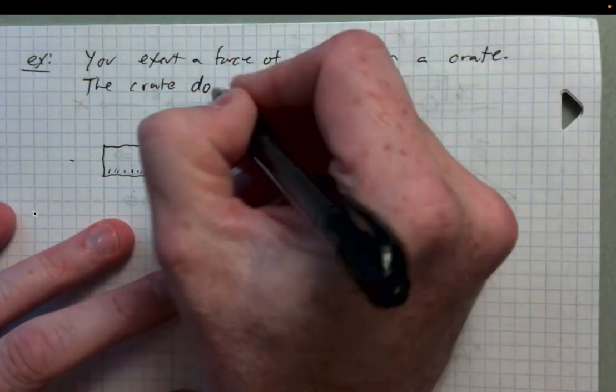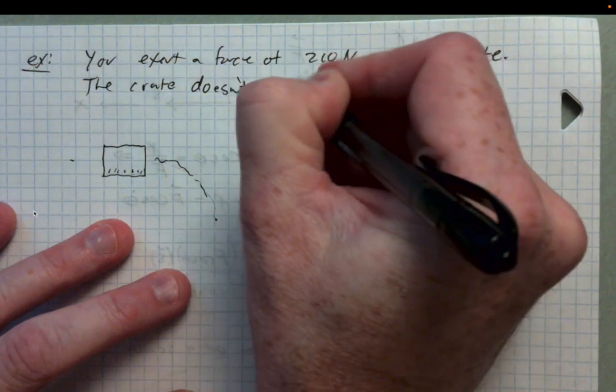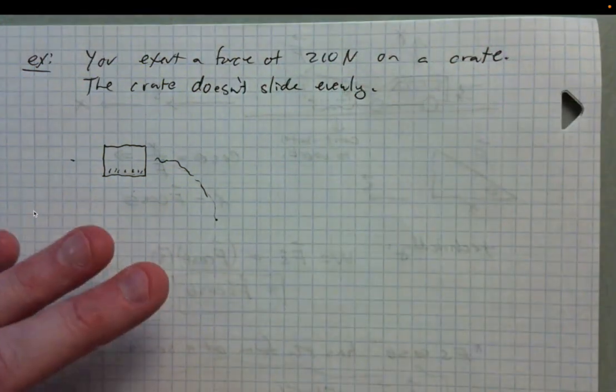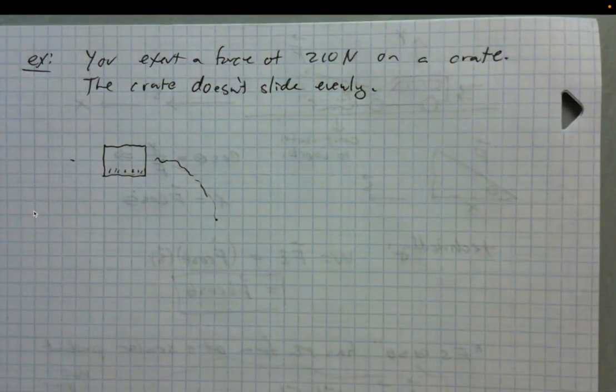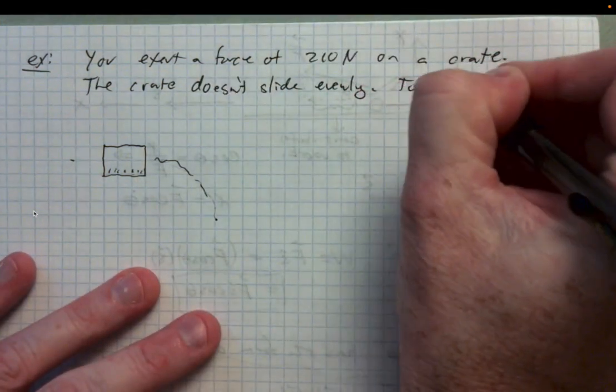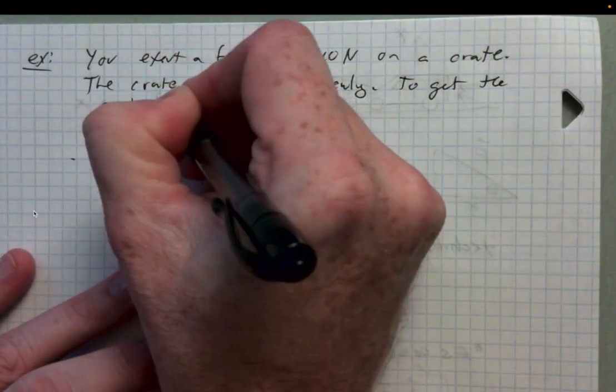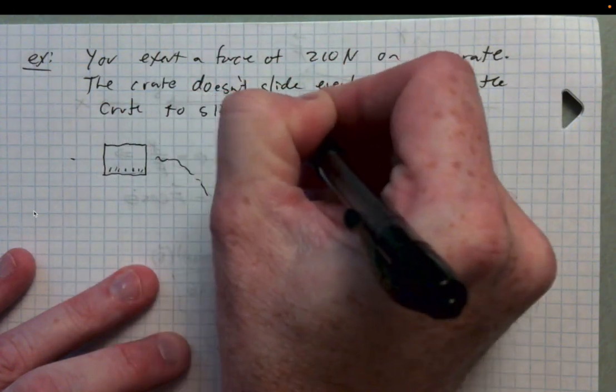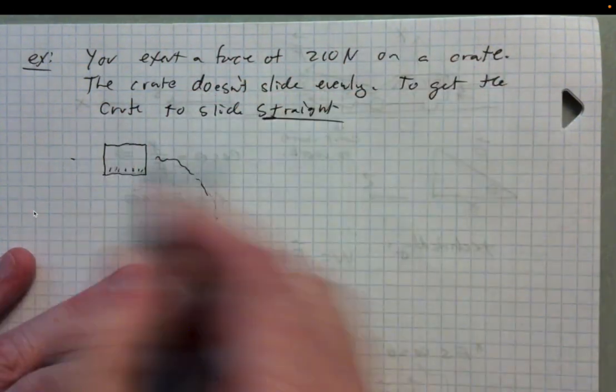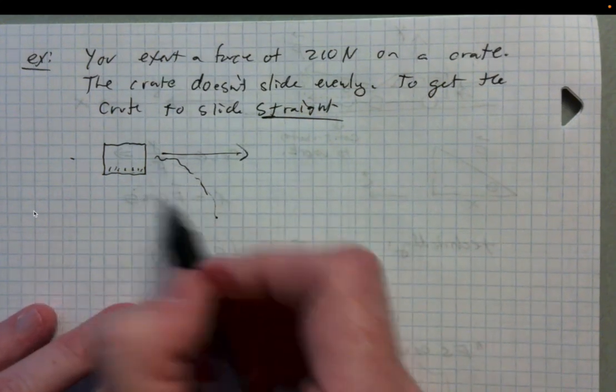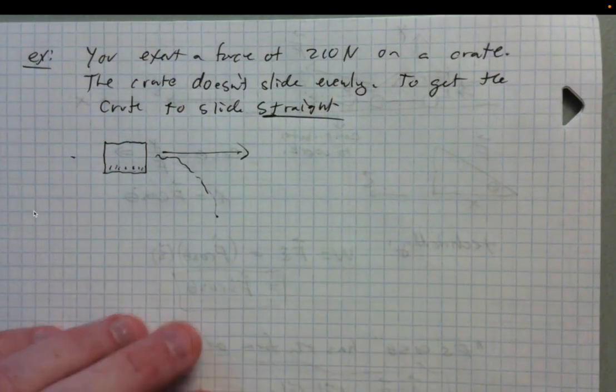So we'll just say the crate doesn't slide evenly. Maybe it's rougher on one side. Hopefully you can imagine this scenario. To get the crate to slide in the intended direction, you have to exert a force 30 degrees off the displacement path. So to get the crate to slide straight, whatever that means, you've got some idea you want it to go like that, but if you just push directly on it, it's going to go crooked.